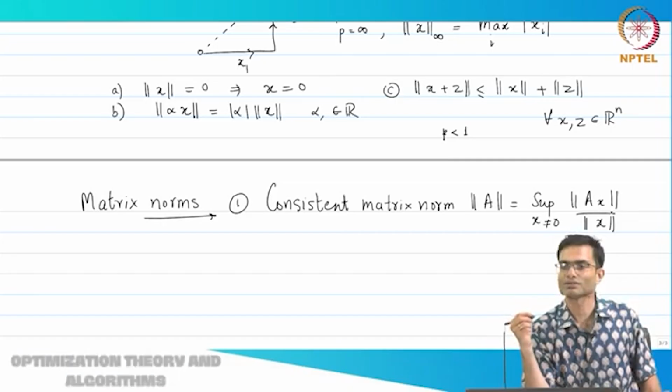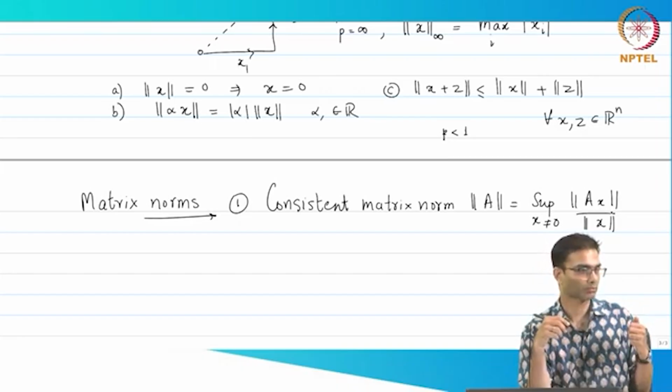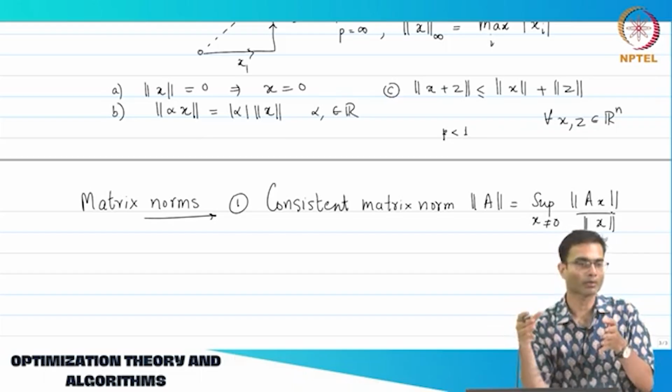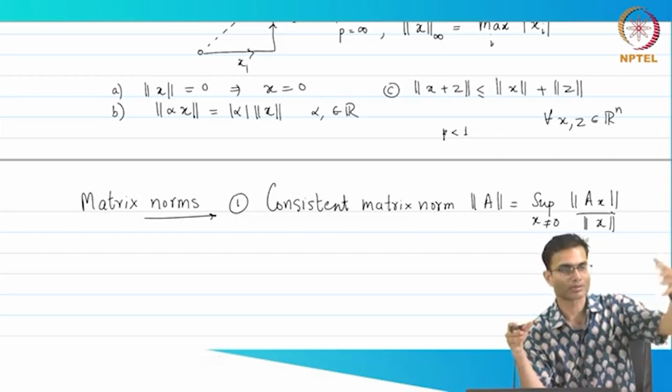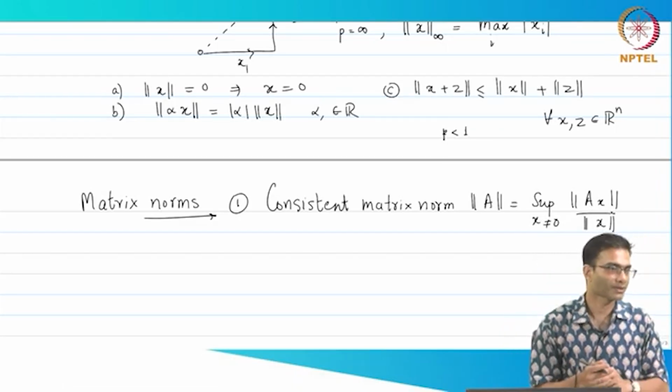Okay, so this is not a very intuitive looking definition, but what is it saying? It's saying that take any x you want, stick it into A, and calculate this ratio, norm Ax by norm x. And of this, get the supremum. So in some sense the lowest upper bound of this, and that is defined as the matrix norm.